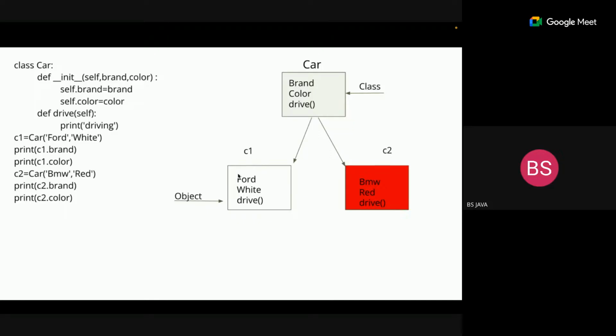So here C1 is the object, and each object will have its own copy of local data, right? So for C1 we gave the values Ford and white for brand and color. So the C1 object has Ford, white, and it has this function drive. C2 is another object, again created using class car with values BMW and red, and printing out the values of brand and color. And here we have another object C2, separate from C1. It has its own copy of data. So these are allocated in the memory. So are you getting it? Yeah, ma'am. Okay.